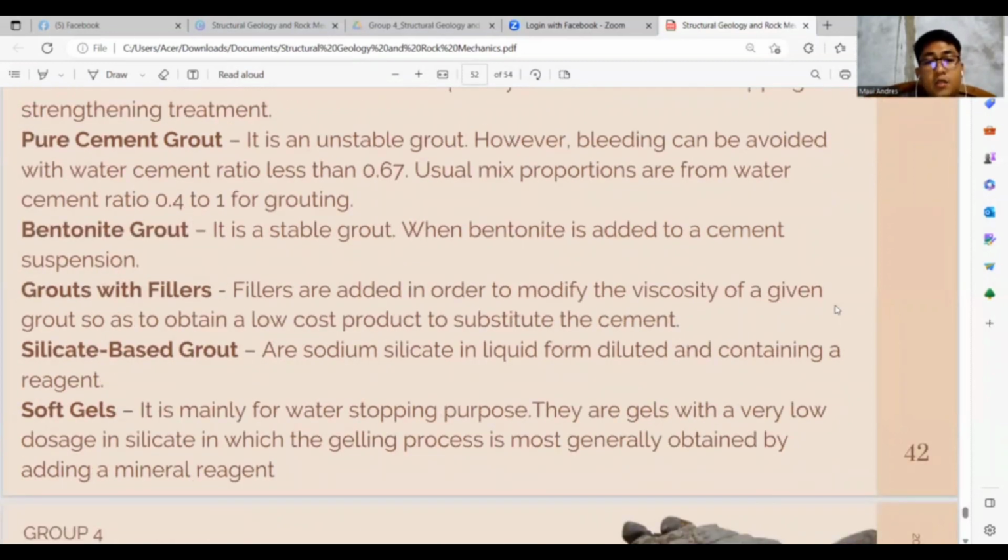Silicate-based grouts are sodium silicate in liquid form, diluted and containing reagents. Soft gels are mainly for water stopping purposes. They are gels with a very low dosage of silicate in which the gelling process is most generally obtained by adding mineral agents.